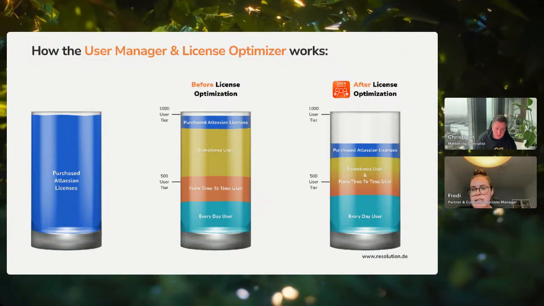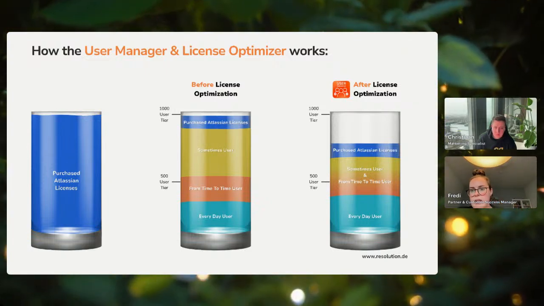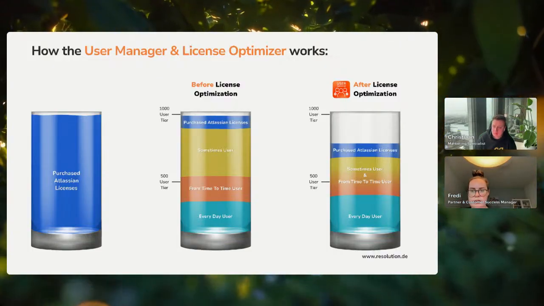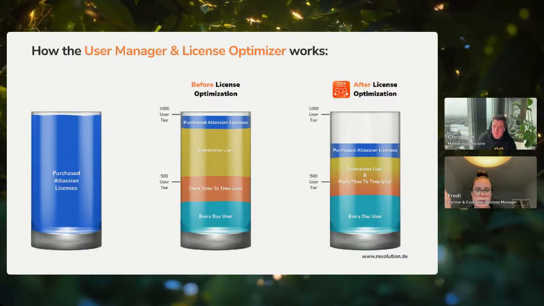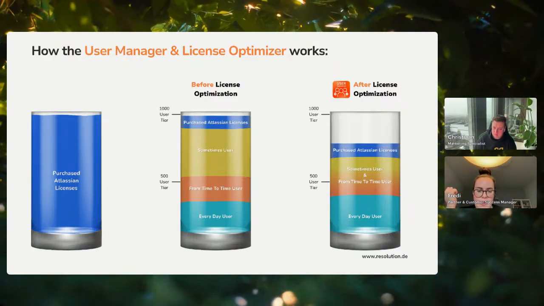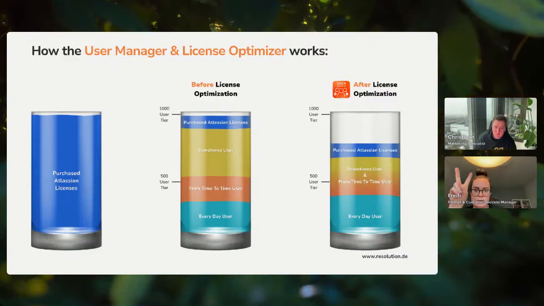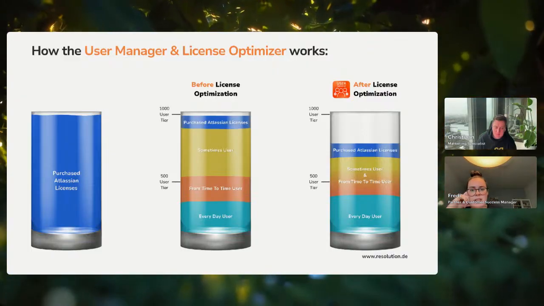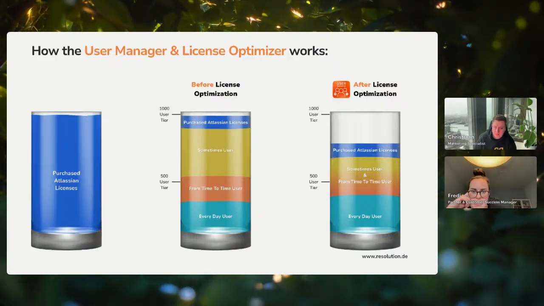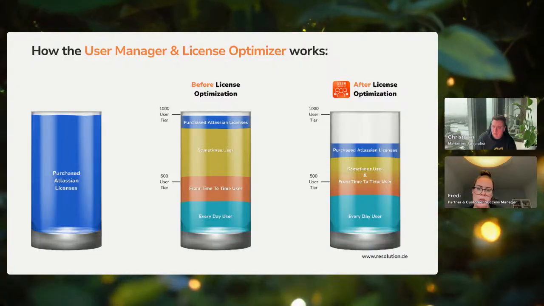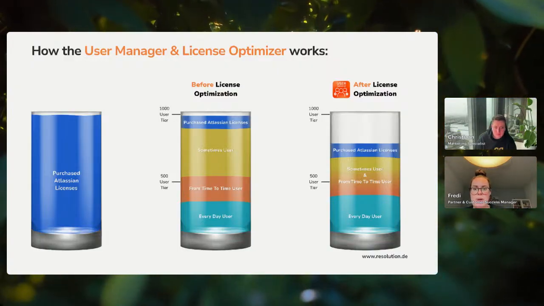So they don't need the license every single month. They don't need to be paid for. And then, of course, on top, there are also some licenses you bought because you have to buy a user tier of 1,000, but you only have like 920 active users. So the third glass actually shows you then what you can save when you use our license optimization app.